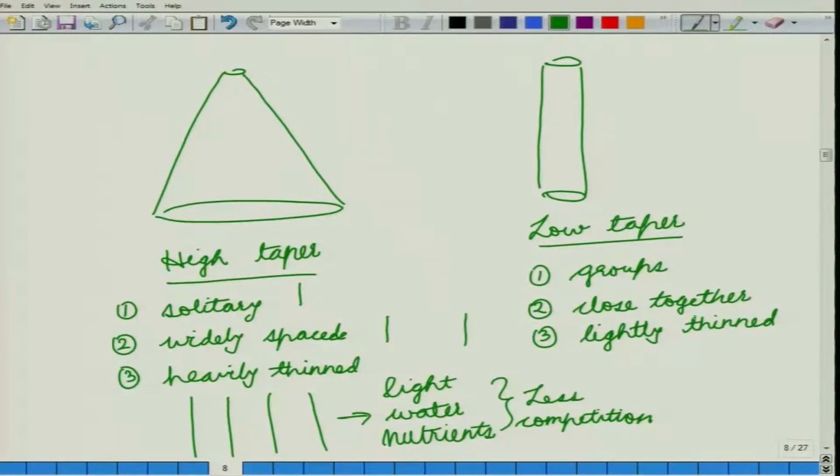In the case of a lightly thinned stand, if we started with a stand like this, you removed one out of say every 3 individuals. So, this would become a lightly thinned stand, whereas if we started with the same stand and removed every second individual, it would become a heavily thinned stand. So, let us look at this picture.